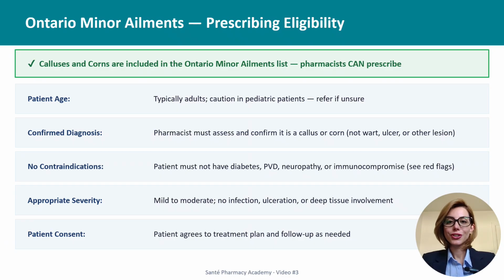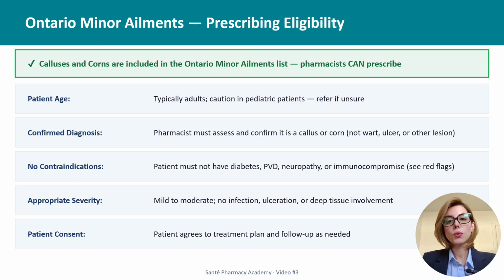Great news for Ontario pharmacists. Calluses and corns are included in the minor ailment list, which means we can assess and prescribe for the condition independently. But, and this is important, we still have to meet specific criteria before we do. For a patient to be eligible, the diagnosis must be confirmed as a callus or corn, not a wart, ulcer, or other lesion.